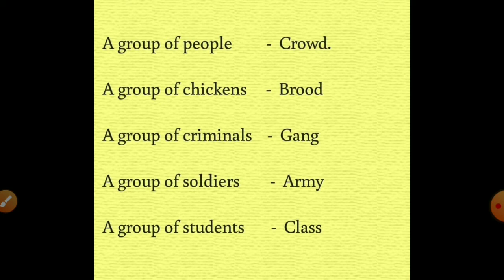So a group of anything, combining multiple things together, we call them by one word. Right? Crowd. The group of chickens, we said, if there are more than two or three chickens, at that time we can say brood. If there are a lot of criminals and they are in a group, at that time we can call them a gang. And the army, a group of soldiers, right? The group of our soldiers, at that time we call them an army.